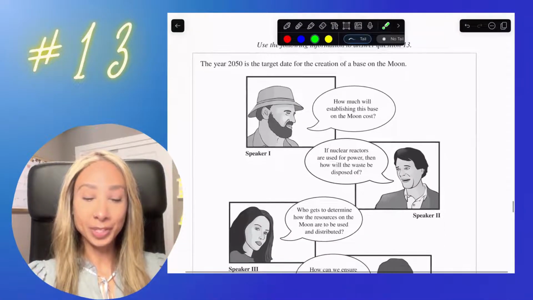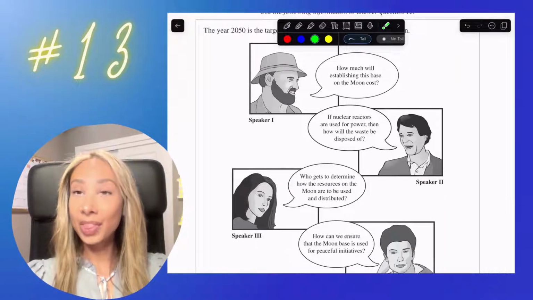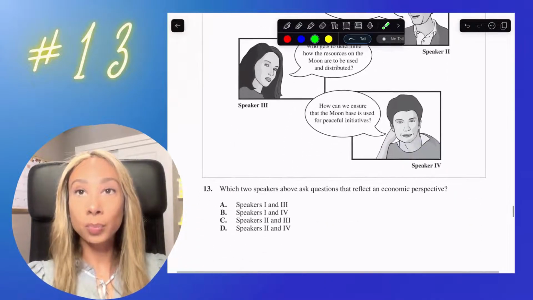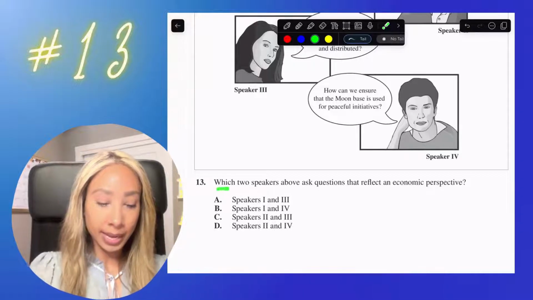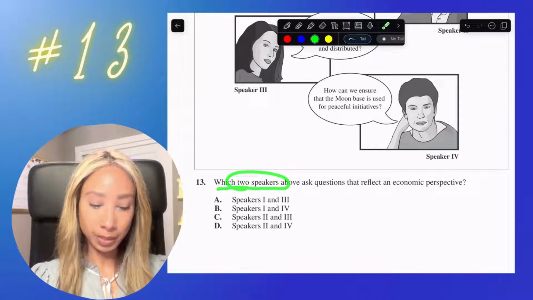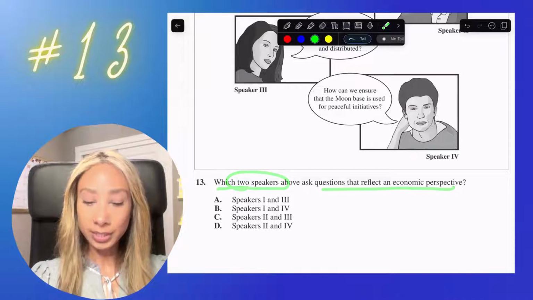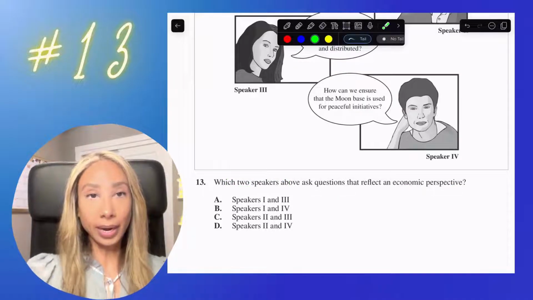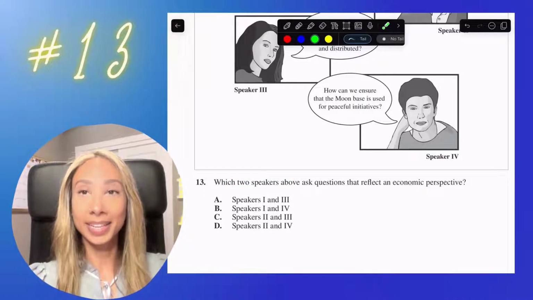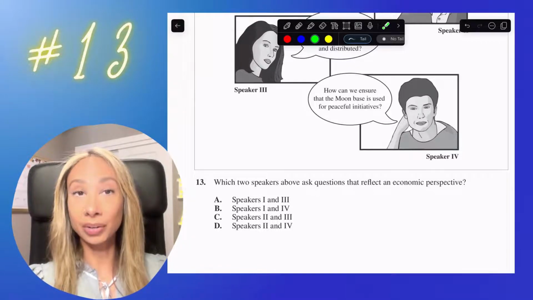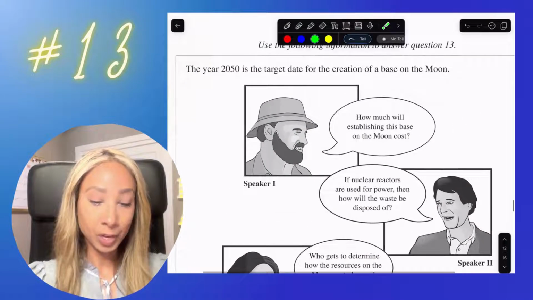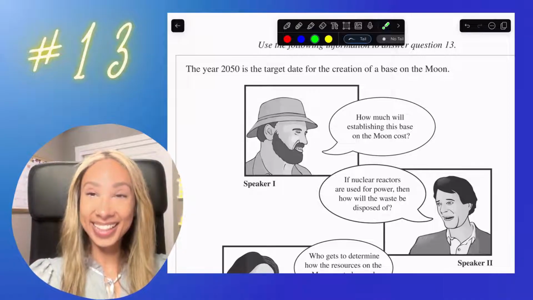Okay, number 12 here. So with this, we have some speakers and they're giving their input. What we need to do for this question is decide which of the 2 speakers above are asking questions that reflect an economic perspective, okay? So economics is a fancy way of saying we're looking at the money, the budgets that are involved in space exploration. So let's go ahead and read the speakers.